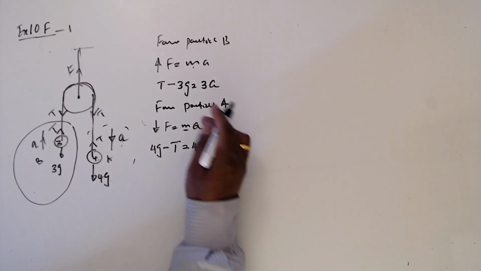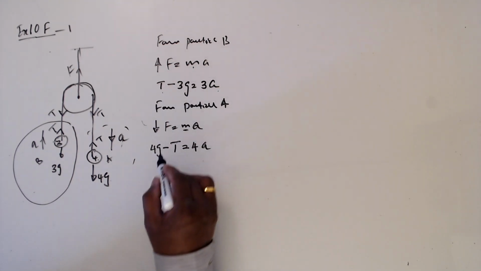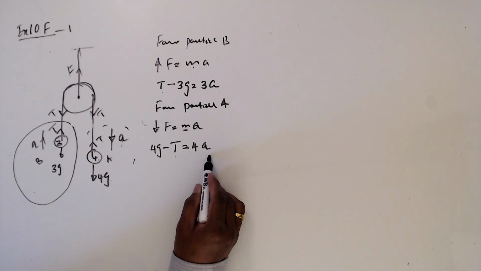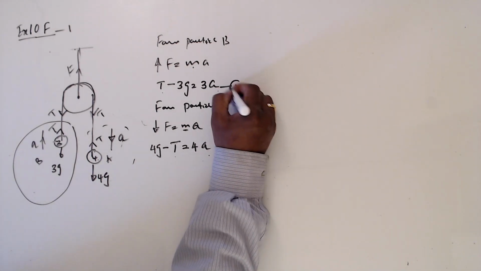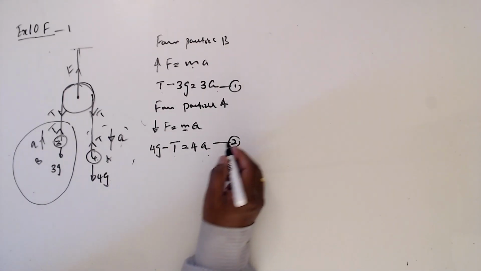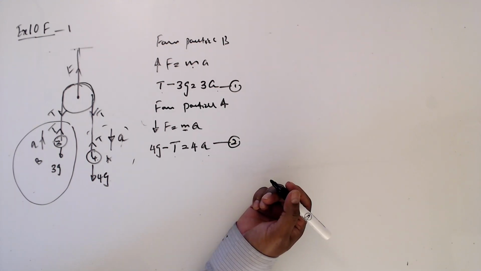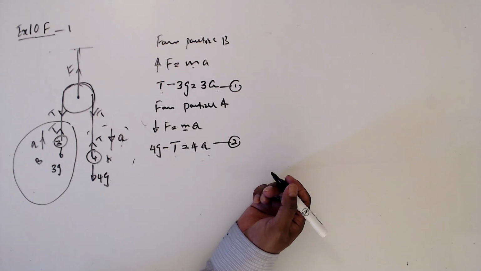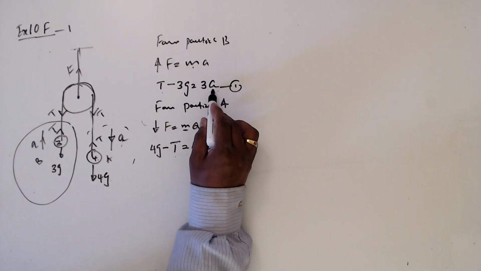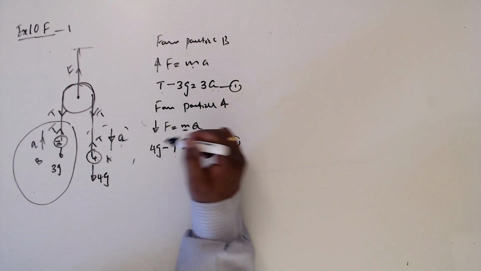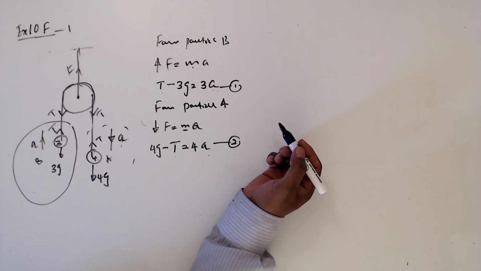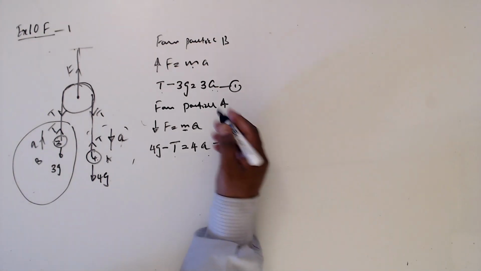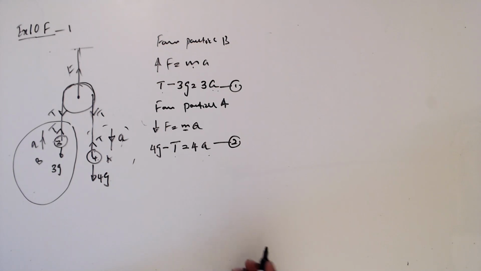Now we have two unknowns, T and a, so we have two equations, this is 1 and this is 2. We can solve and find a and T together. The question is find the tension. From here I can make a the subject and find the tension, but the other part asks to find the speed of A when it hits the ground, so I need to find a. So it is better to find T and a together.